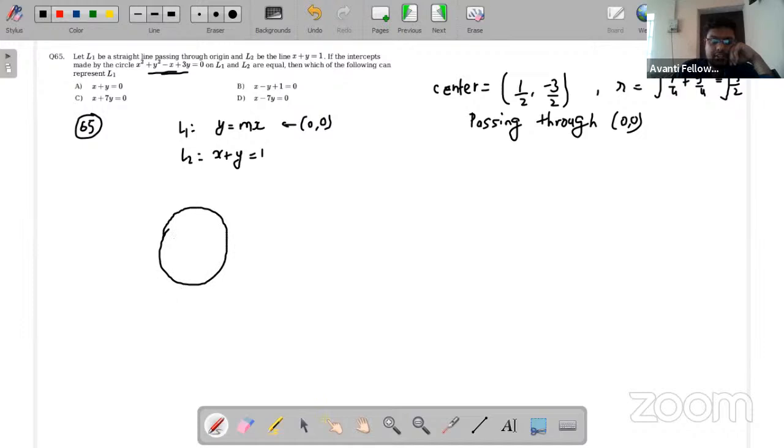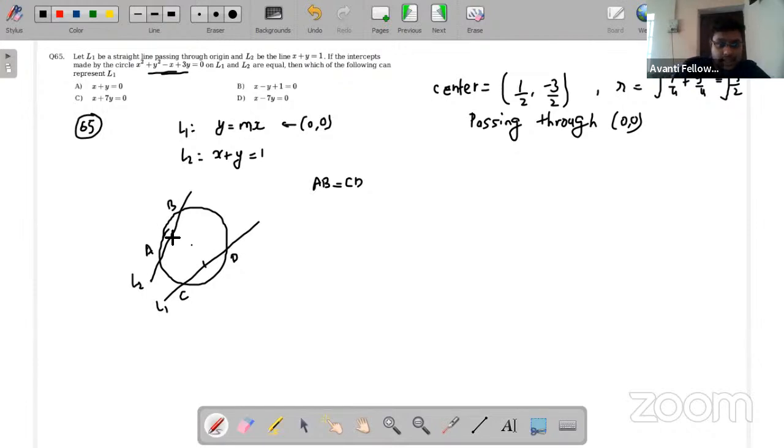Okay. So some circle is there. One line is there, L1. Another line is there, L2. This is L2. This is L1. And the circle is making equal intercept. Equal intercept means this length AB and this length CD will be equal. AB is equal to CD. So that means AB and CD are both acting as chords of this circle. So if two chords are equal, then the distance from center to these chords are also equal, right?